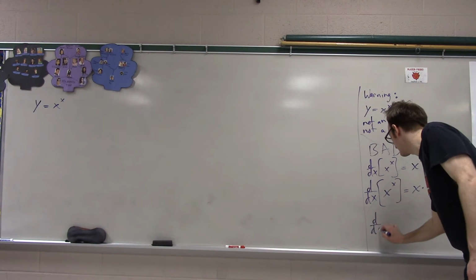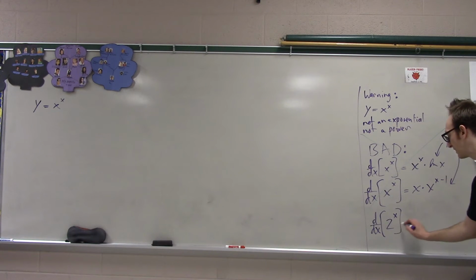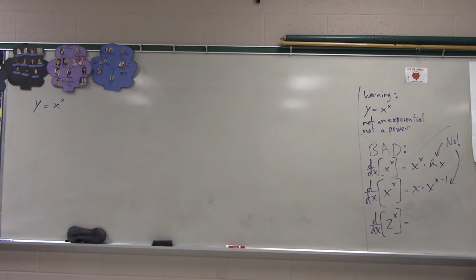So one day someone will be just like tired and not paying attention and not thinking, and they'll try to differentiate 2 to the x and they'll treat it like a power function. x times 2 to the x minus 1 or something like that. So bad. So much no. Alright, how can I do this?